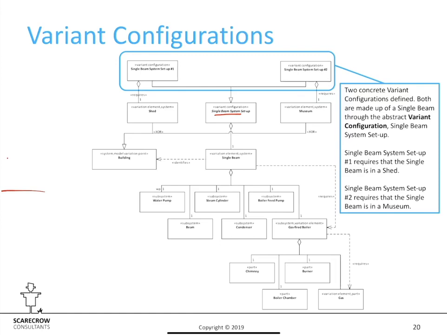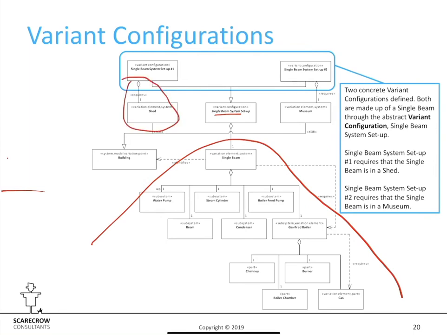We've got those required links in, and that single beam has to be in a building. But we've now got these two specializations of single beam system setup, setup number 1 and setup number 2, and you'll see that for setup number 1, the building that it requires is a shed, and setup number 2 has to be housed in a museum. So these are two concrete variant configurations that inherit all of this through the single beam system setup, but then specialize it through the actual buildings that they are going to be housed in. Okay.